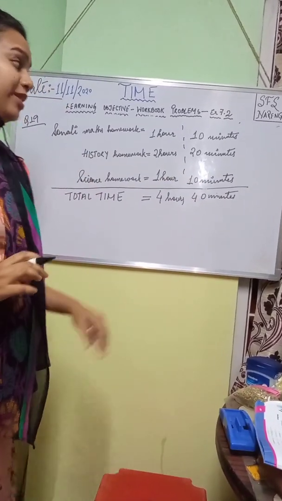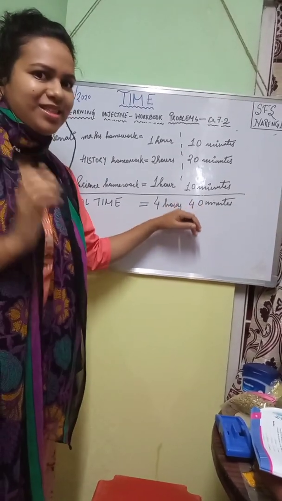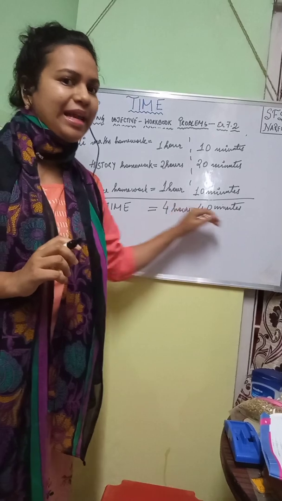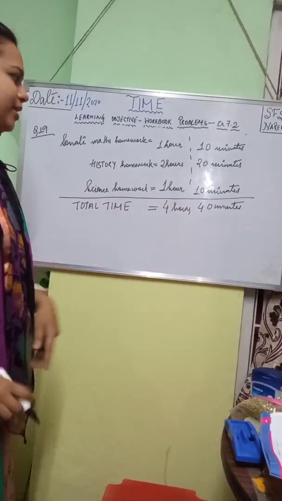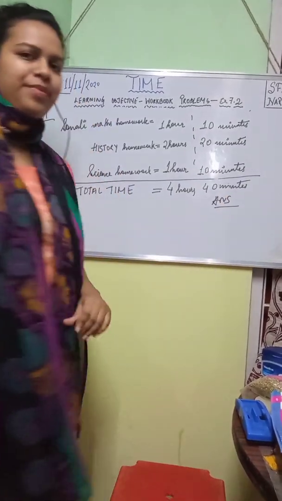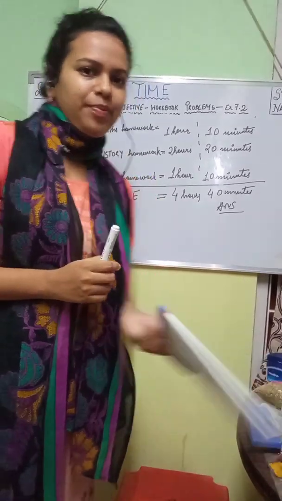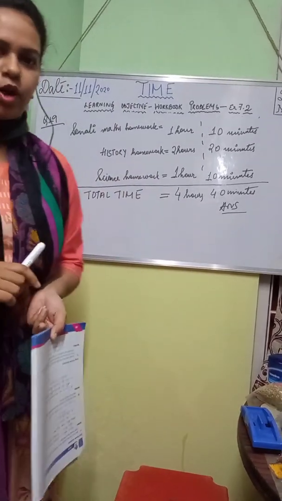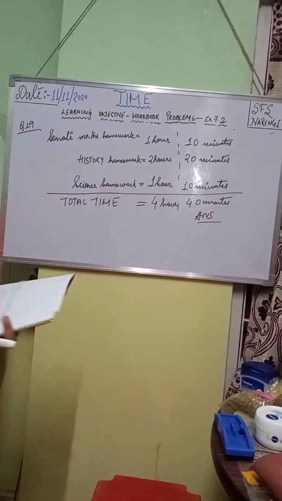Please note, children, that we are quite lucky here. Why? Because 40 is less than 60. We do not have to do anything with this 40 minutes, right? We can keep it as it is, and this is our answer. Okay. Alright. So this is your question number 19. I hope you have noted it down in your copies. Alright. Let us also finish question number 20.